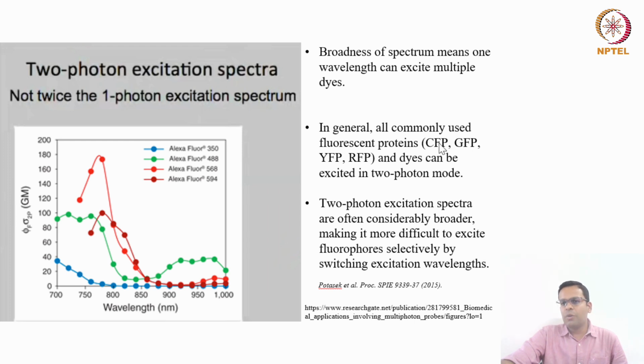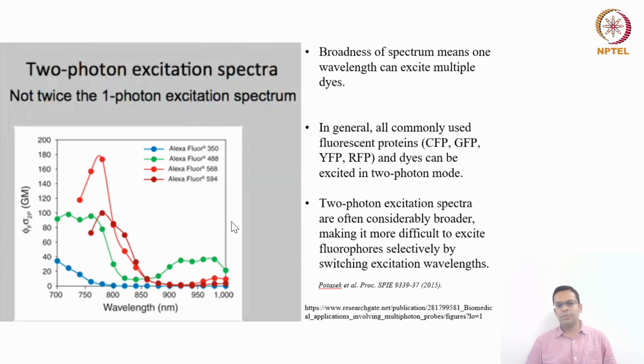In general, all commonly used fluorescent proteins, CFP, GFP, YFP, RFP, and the dyes can be excited in two photon mode. Two photon excitation spectra are often considerably broader, making it more difficult to excite fluorophores selectively by switching the excitation wavelength. Okay, so in two photon, it is not possible that, let's say, if you just want to see the DAPI staining, you just illuminate the dye at 350 nanometer.